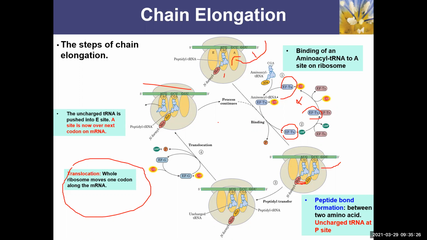As the ribosome moves down one codon to the right, obviously the two tRNAs which were at the P and the A sites move. The one which is now uncharged has moved to the E site, the exit site. And the one which was at the A site is going to move to the P site now.